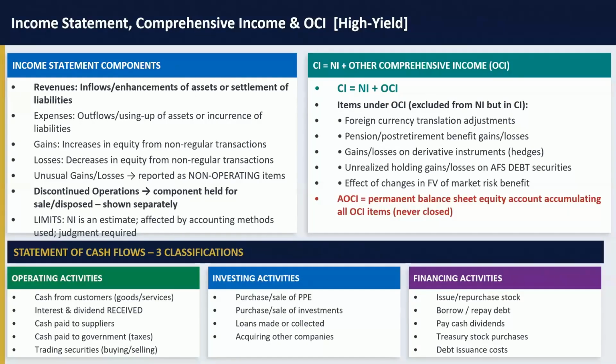Next up, we have financing activities: issuing or repurchase of stock. Then borrowing or repaying debt. Later, paying the cash dividends. Dividend paid comes under financing activities. Then treasury stock repurchases, debt issuance cost, all the things related to your capital entries will come under your financing activities. Okay.